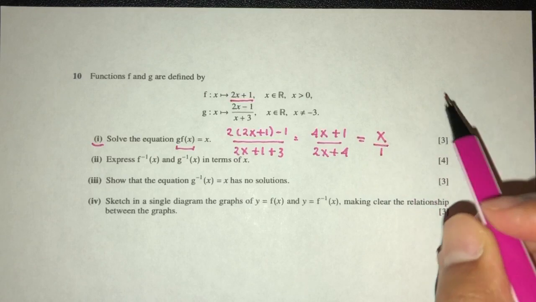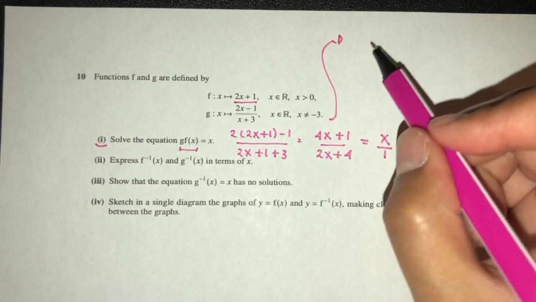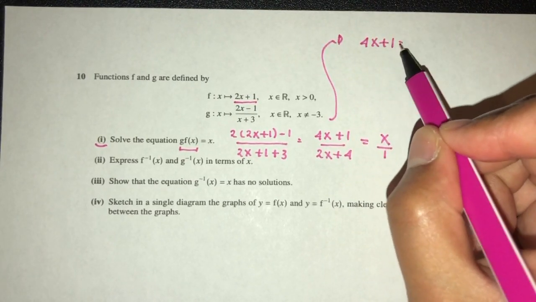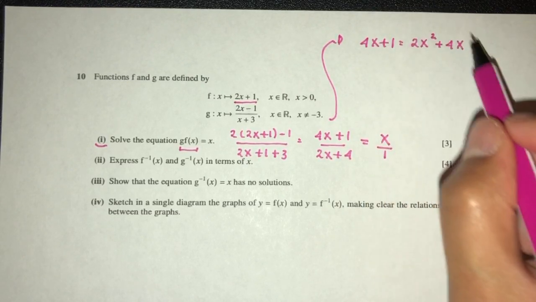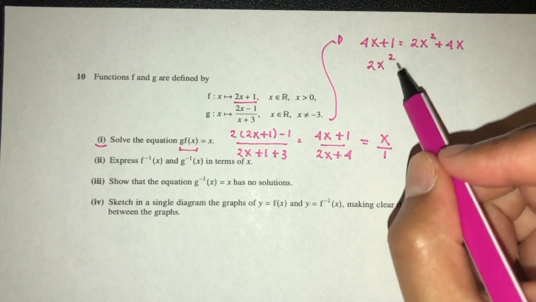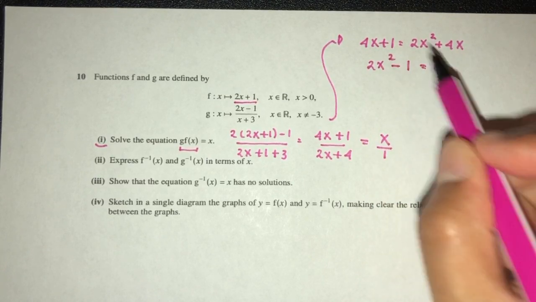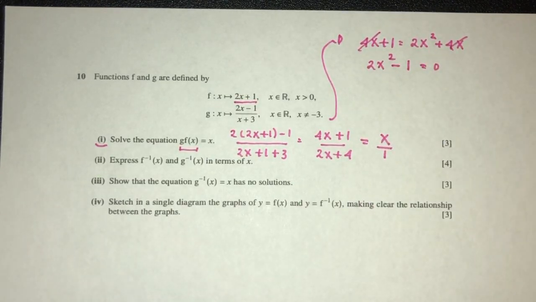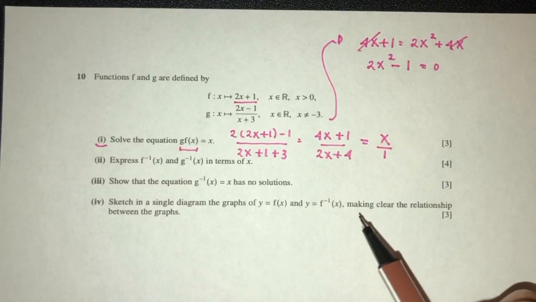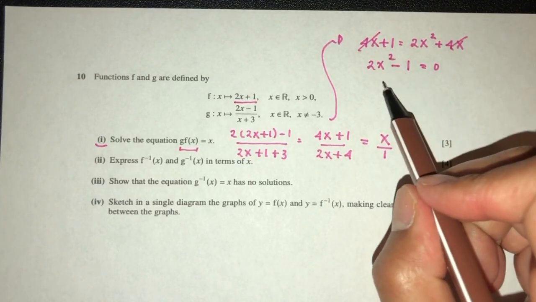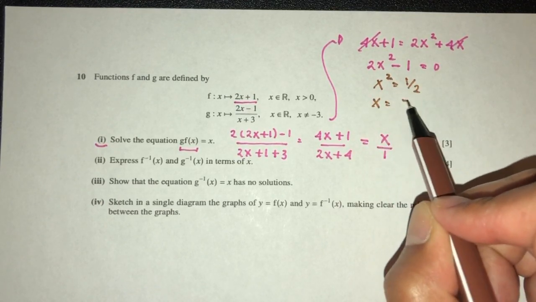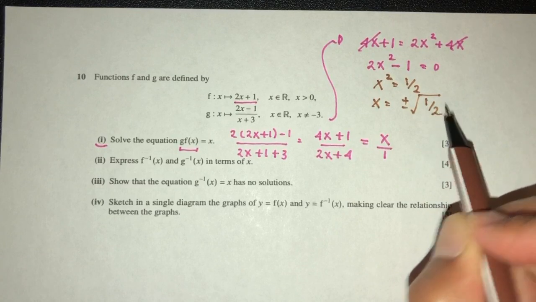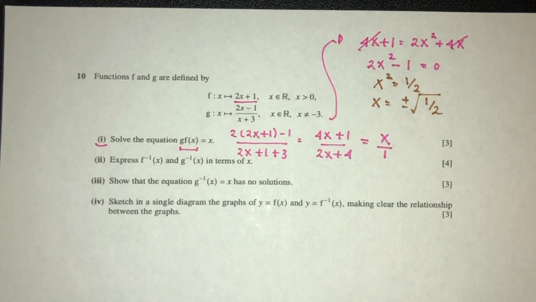So first thing first, cross multiply. Let's continue over here. 4x plus 1, that will be 2x squared plus 4x. Send everything to one side, you will have 2x squared minus 1 equal to 0. This will cancel out, obviously, right? And what else do we need to do? Now we have to solve x squared. That will be 1 over 2. So x will be plus or minus 1 over root 2. Okay, that will be part 1 of your question. Now let's move on to part 2.